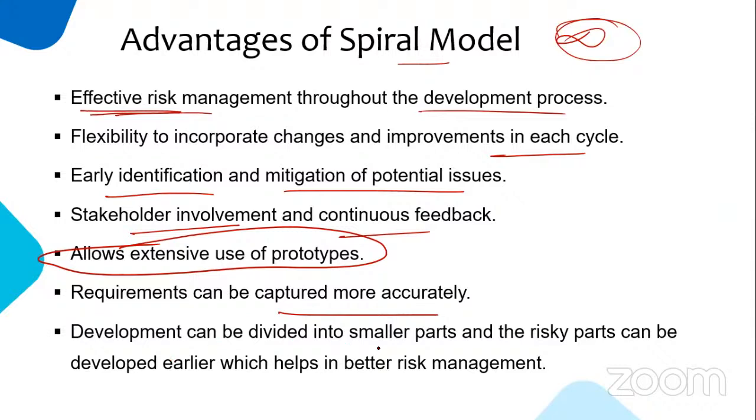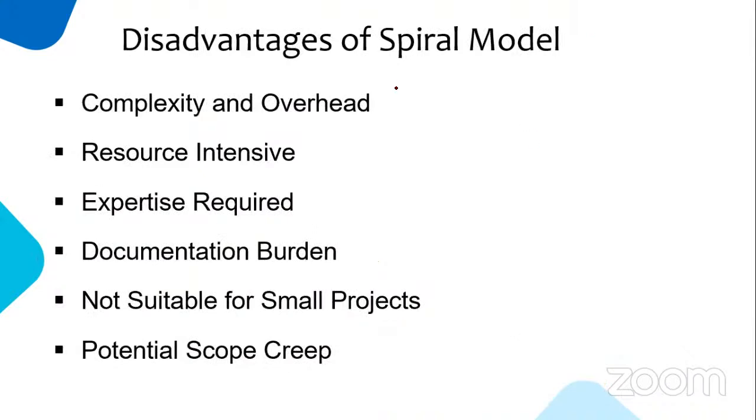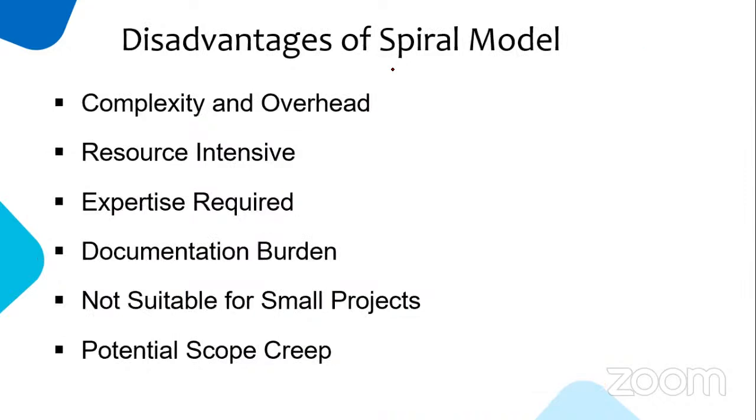Development can be divided into smaller parts, and the risky parts can be developed earlier, which helps in better risk management. So any application you take, definitely some of the components are going to be risky. They will consider those as the first development. So it is just changing the requirement based on the risk. That is, in short, the spiral model. So these are all the advantages.